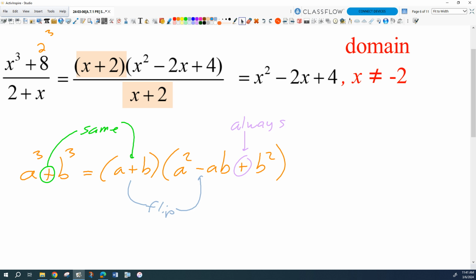So my answer has two parts. It's got the simplified function part, which is this. In the assignment, that's the first thing you're going to enter in one of the answer boxes. The second part are the exclusions, and you'll enter those in the exclusion box. Okay? That's it.